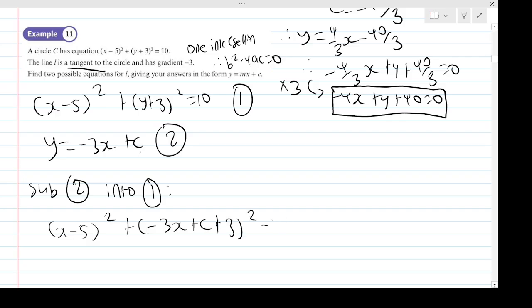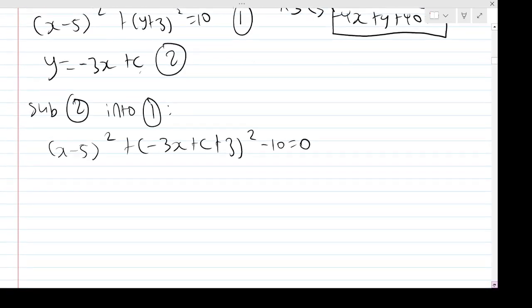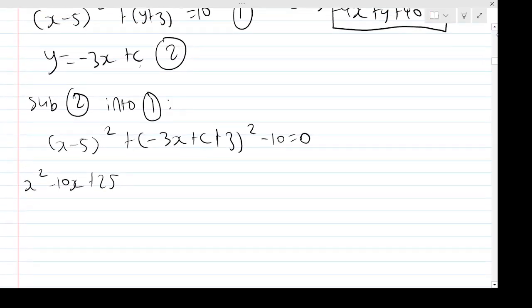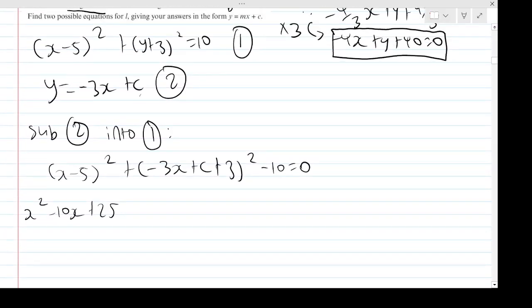And then I'm going to move the 10 to the other side to equal 0 to get an equation. Then I'll just need to expand these brackets. So I get x squared minus 5x minus 5x is minus 10x, and then minus 5 squared is plus 25. And then I need to expand this. Because that's quite a more complex bracket, I'll do it aside. So let's do it up here.